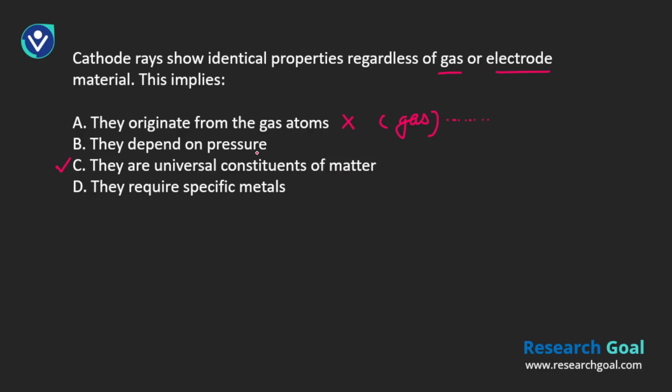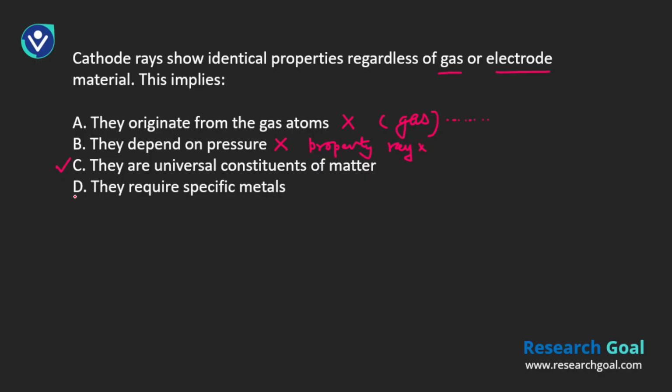They depend on pressure. Although low pressure is required for discharge, that is not going to affect the properties. Okay, so that you have to understand. Low pressure is essential, but that is not going to change the property of the rays. Let me write it down. Property of rays is not going to get changed.